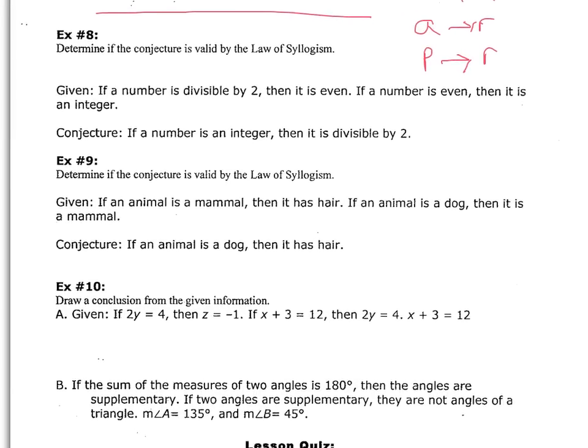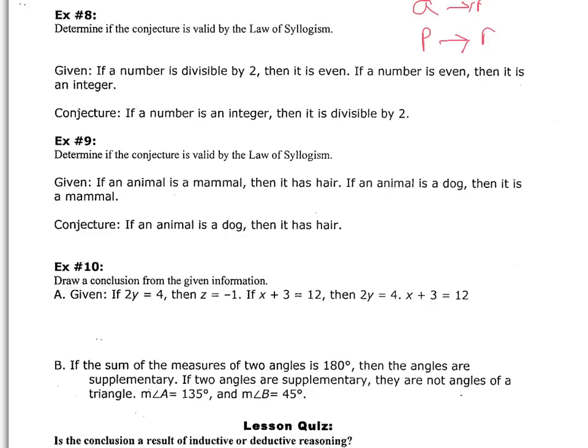A couple more. This one says, if a number is divisible by 2, then it is even. If a number is even, then it is an integer. Your conjecture is if a number is an integer, then it is divisible by 2. Let's determine our different pieces again. Our hypothesis, if a number is divisible by 2, is our P. Then it is even is going to be our Q, and our R is it is an integer.